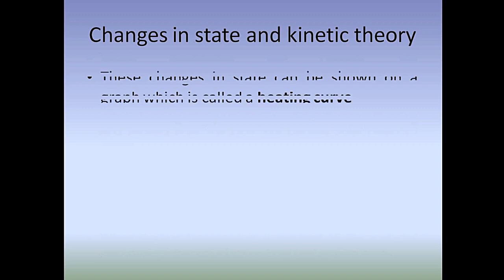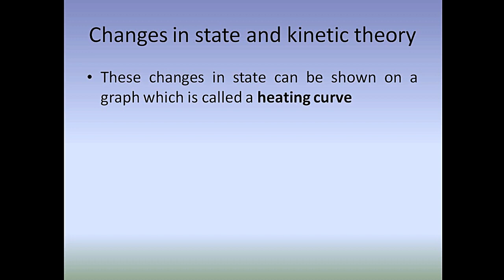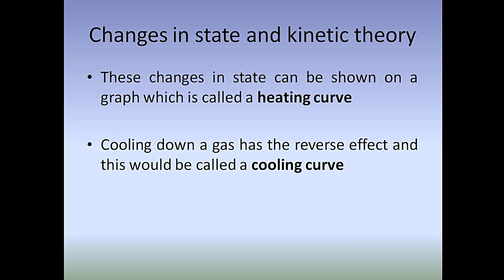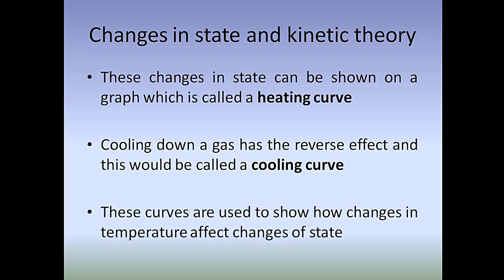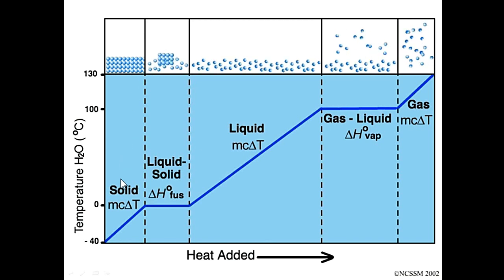These changes in state can be shown on a graph which is called a heating curve. Cooling down a gas has the reverse effect, and this would be called a cooling curve. These curves are used to show how changes in temperature affect changes of state. See this image. This is the heating curve of water. From minus 40 degrees Celsius to 0 degrees Celsius, which means till the melting point of water, water particles will be in the solid state, which means water will be in the form of ice.